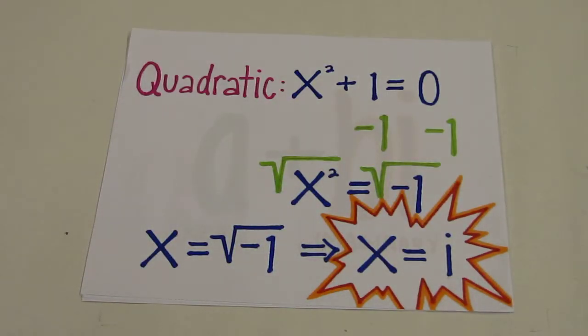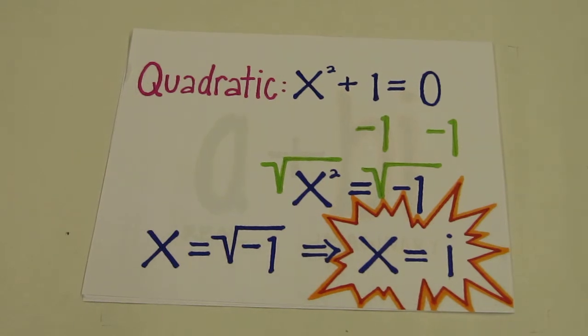Alright, some quadratic equations have no solutions. For instance, the quadratic equation x squared plus 1 equals 0. This equation has no real solution because there is no real number x that can be squared to produce negative 1. Therefore, an expanded system of numbers using the imaginary unit i was created, thus the square root of negative 1 is written as i.